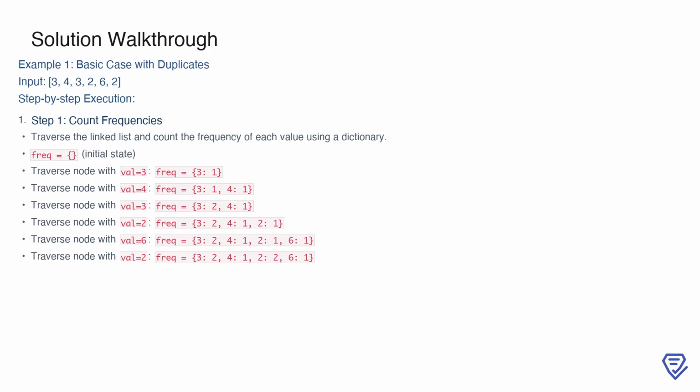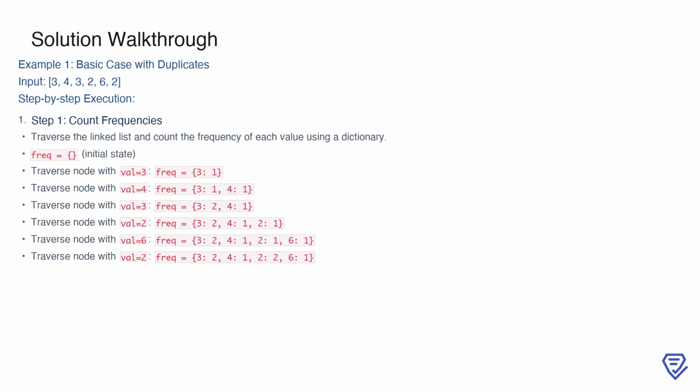In this example, we start with an input linked list of 3, 4, 3, 2, 6, 2. The goal is to remove all nodes with duplicate values. The first step is to count the frequency of each value in the list. We use a dictionary to store these frequencies as we traverse the list. Initially, the dictionary is empty.